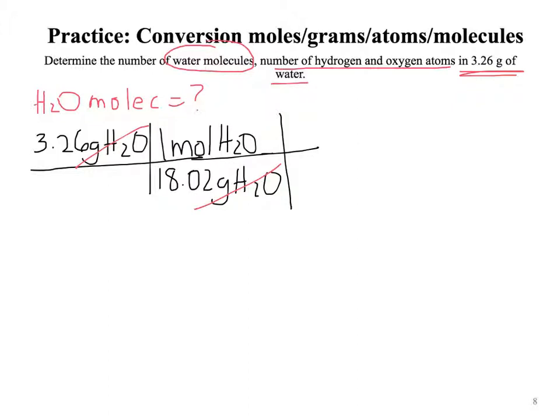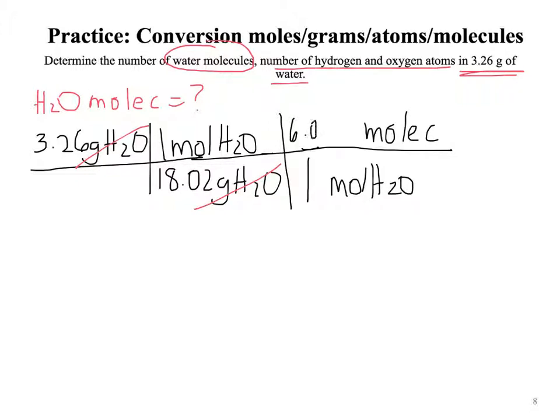I need to convert to molecules, so I need to put moles of water on the bottom and molecules on top. Whenever molecules come, I think of Avogadro's number. So 1 mole is 6.02 times 10 to the 23rd molecules. What happens is the moles of water cancel. I compute the following. I end up getting an answer of 1.09 times 10 to the 23rd molecules of water.